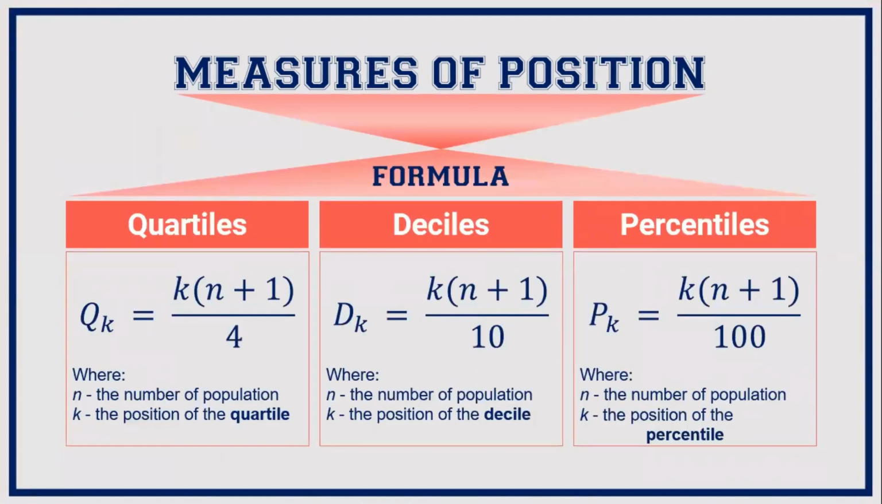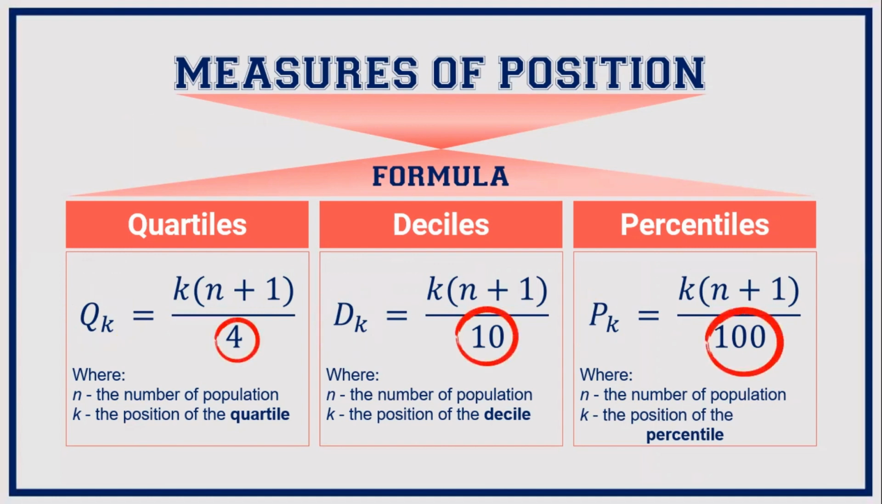Let's go to the formula. For quartile, decile, and percentile, as we look at the formula, it has the same pattern. What is different is the position, of course. So we have here Q sub k, the position of the quartile, D sub k for the decile, the position of the decile, and for the percentile, the position of the percentile, of course. So next to that is the denominator.